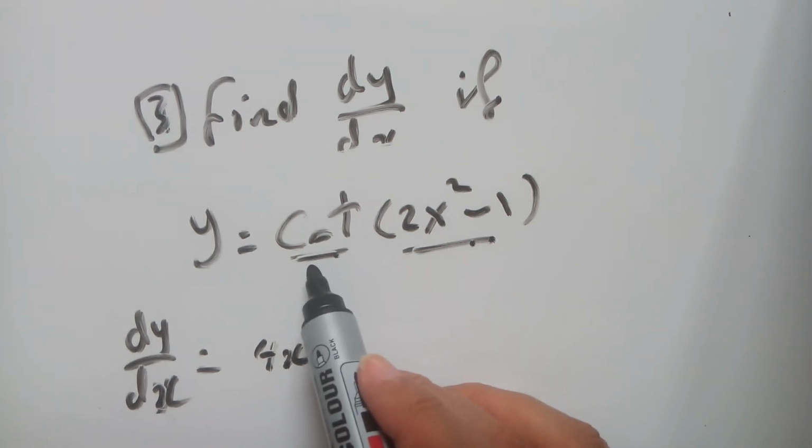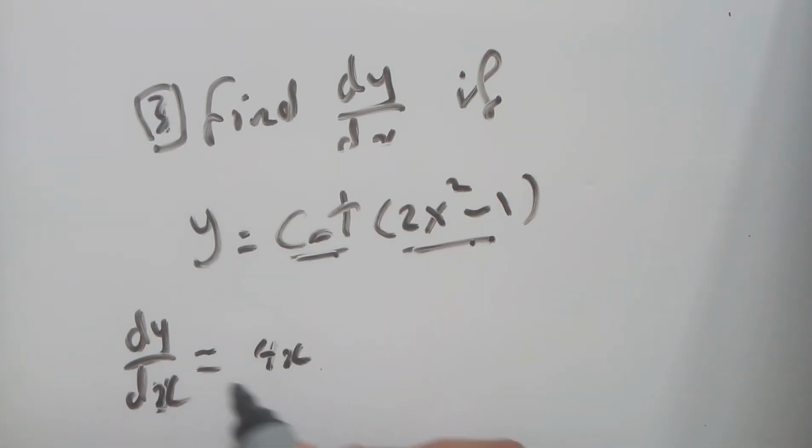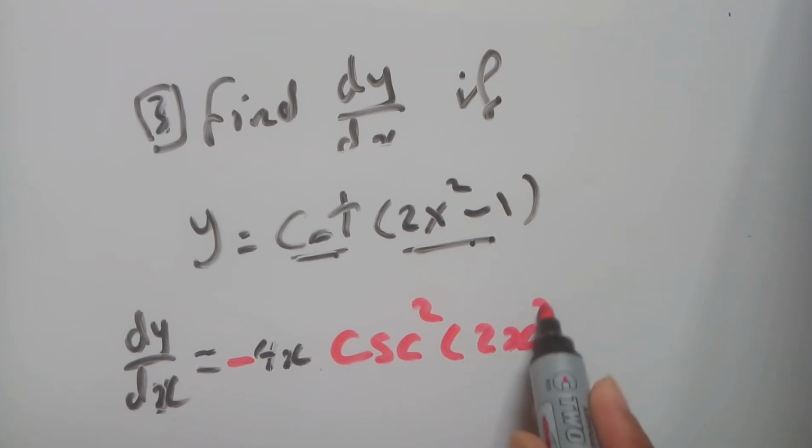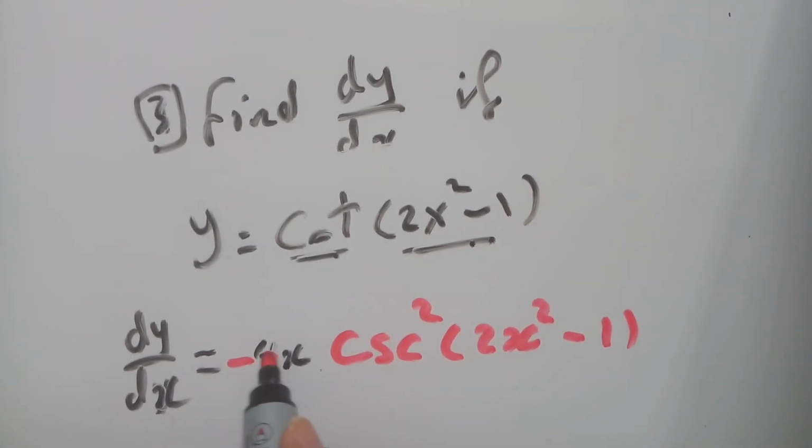What is the derivative for cotangent? It is negative cosecant square. Then you will write here negative cosecant square 2x squared minus 1, and here 4x, so negative 4x. Okay.